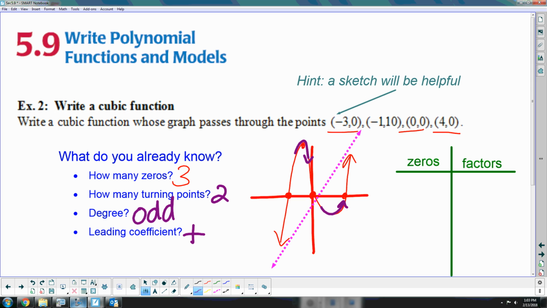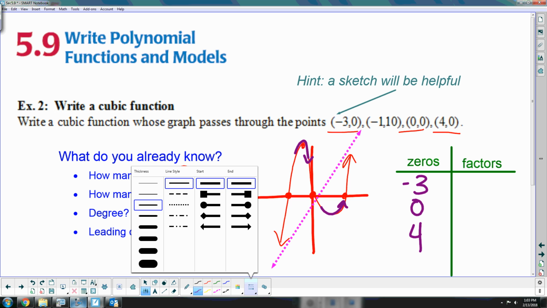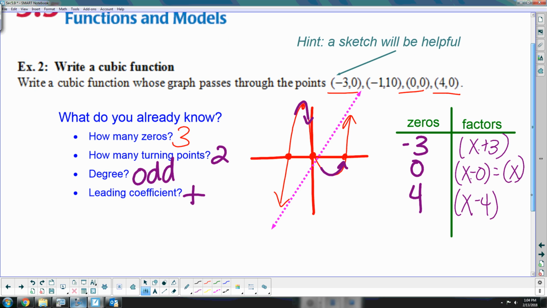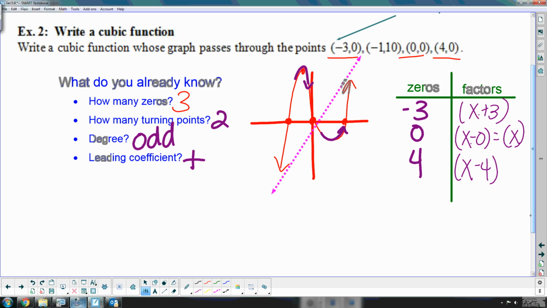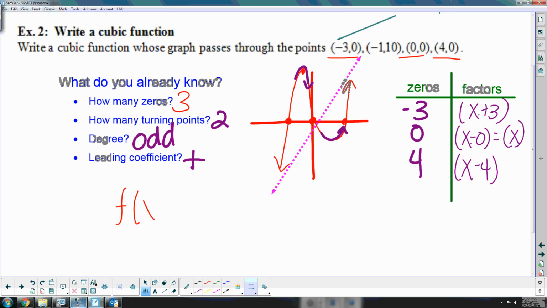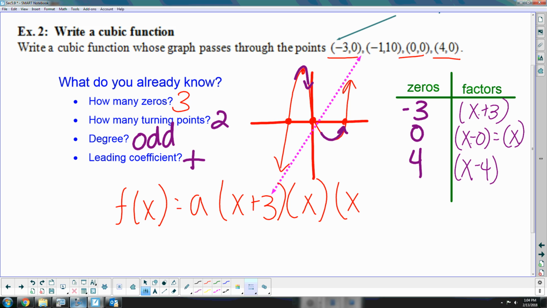Now let's actually list our zeros. -3, 0, and 4. Once we have our zeros, we can list our factors. x plus 3, x minus 0, which is just x, and then x minus 4. So now let's write this in factored form. So f of x equals a, which we don't know yet, times x plus 3, times x, times x minus 4.